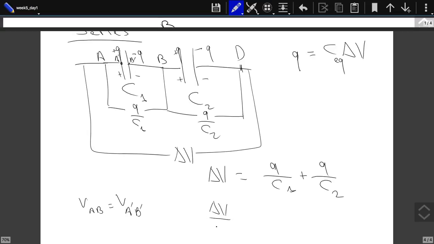But this tells me that delta V over Q is 1 over C1 plus 1 over C2. But this basically tells me that delta V over Q is nothing but 1 over the equivalent capacitance. Any questions on this one?